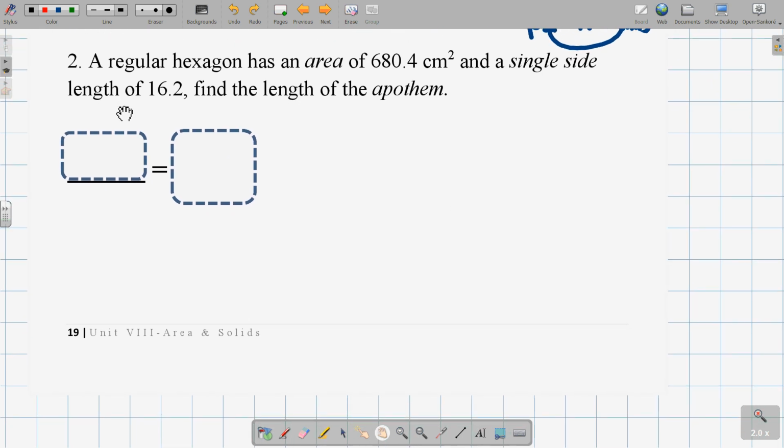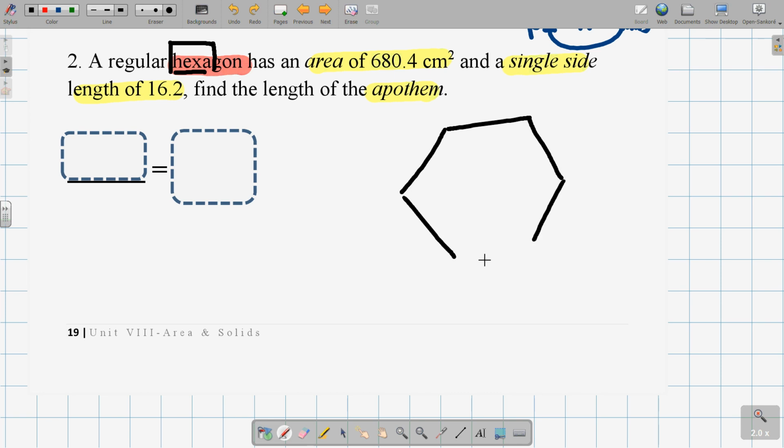Try this. Area of a regular hexagon has an area of 680.4 centimeters squared and a single side length of 16.2. Find the length of the apothem. Always try to draw and label what you've been given. First off, it's a hexagon. We accounted for that word.